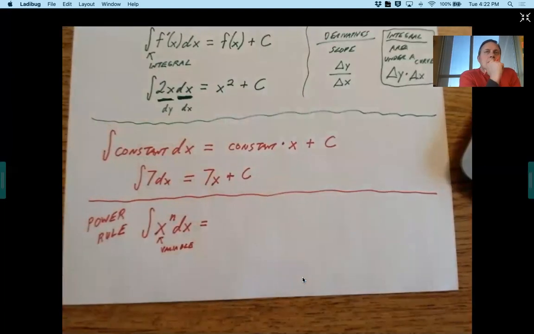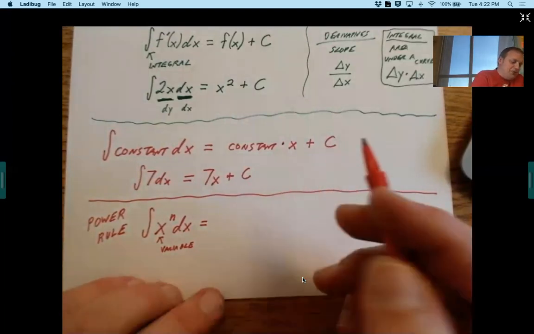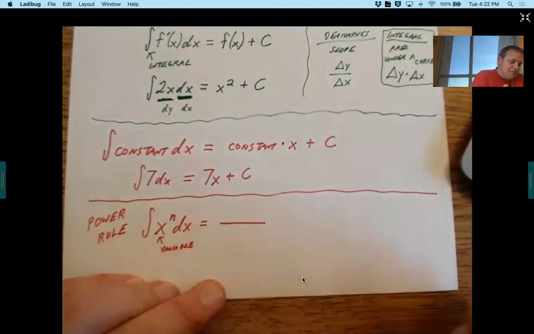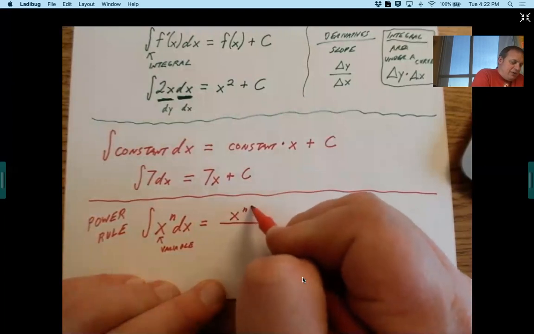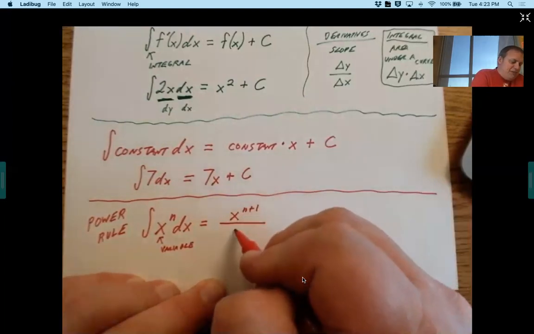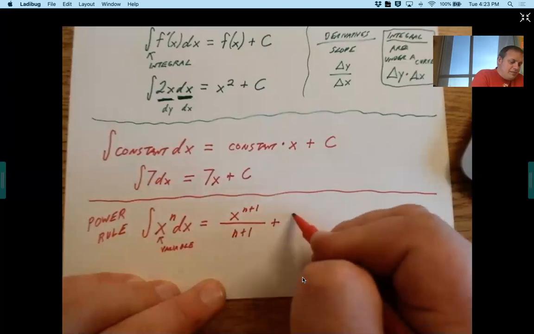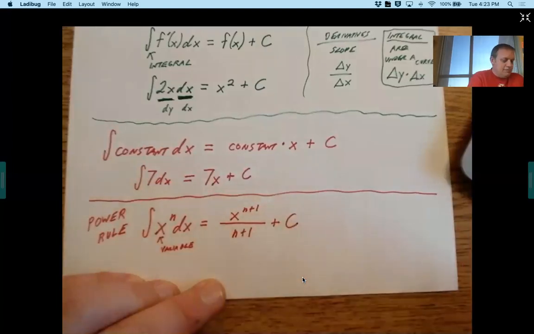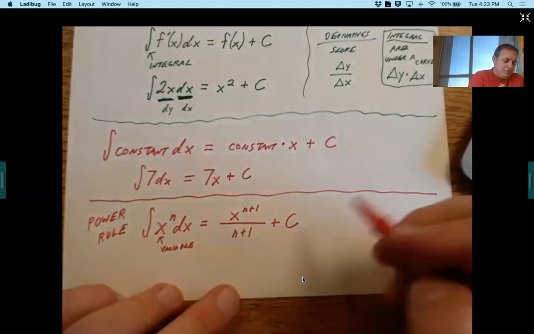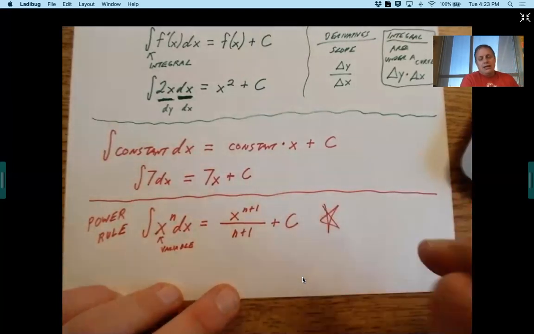Okay, so think. If I had x squared and I had to figure out what we started with, I'd have to think of it in the reverse order, wouldn't I? So here is that reverse order. It's going to be a fraction. I'm going to add 1 to the exponent, divide by that new power, and add c. This is my rule. This you need to know.